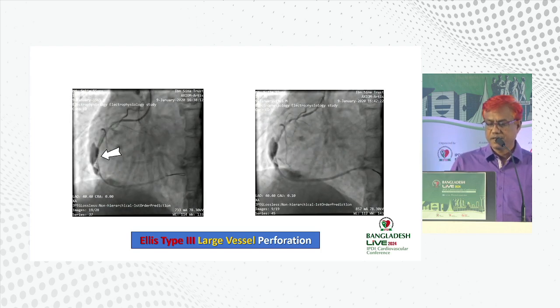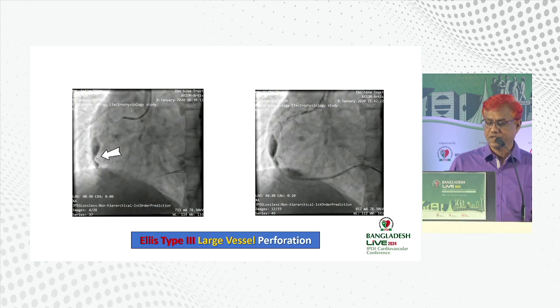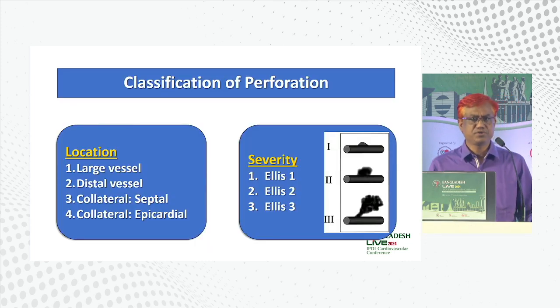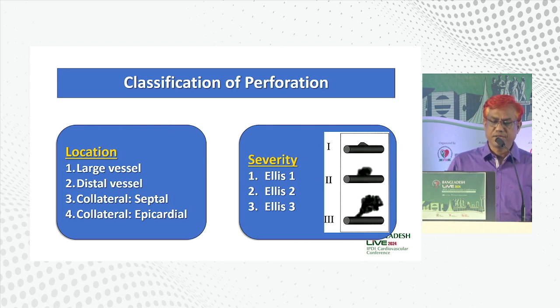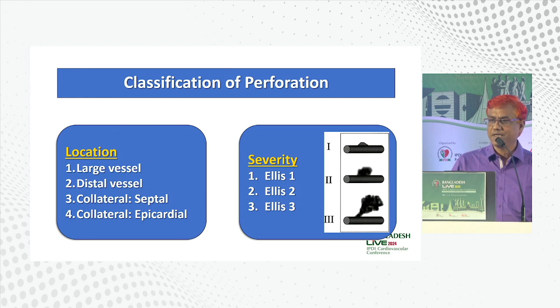This is a large vessel perforation, and according to severity, it is type 3. The classification system of perforation is by location and by severity. According to location: large vessel perforation, distal vessel perforation, and collateral septal and collateral epicardial. According to severity: Ellis 1, Ellis 2, and Ellis 3.